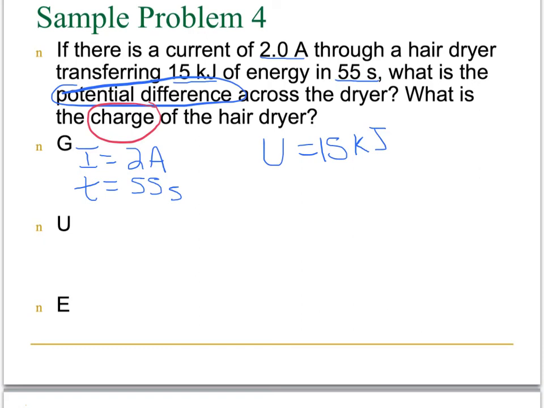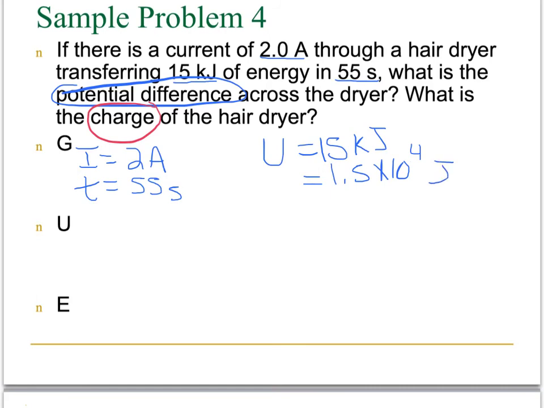We know kilo is 10 to the third, so if we convert that by multiplying, we get 1.5 times 10 to the fourth, because we had a 2-digit number before, so we need to add that to our exponent. So 3 plus the additional 1 gives us 4 joules.